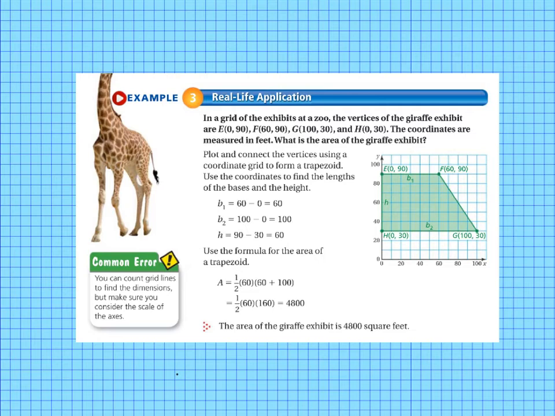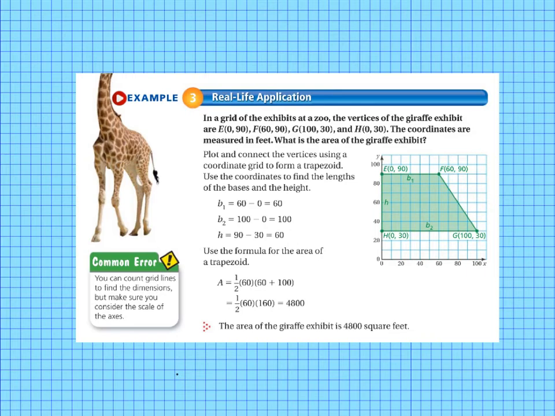Example 3 is our real-life application. Don't worry about the giraffe. He's okay. His head is on the next page. In a grid of the exhibits at a zoo, the vertices of the giraffe exhibit are, and it shows them there for you. I'm not going to read them all. The coordinates are measured in feet. What is the area of the giraffe exhibit?